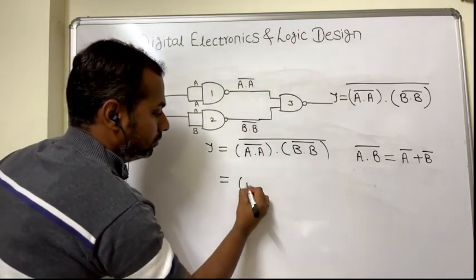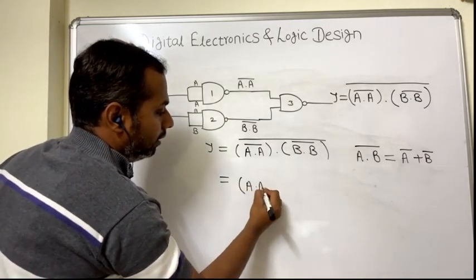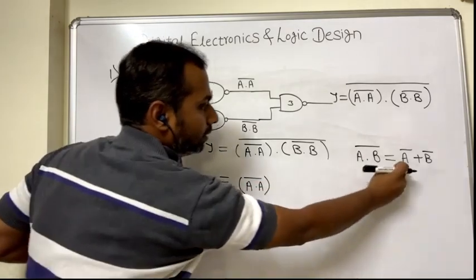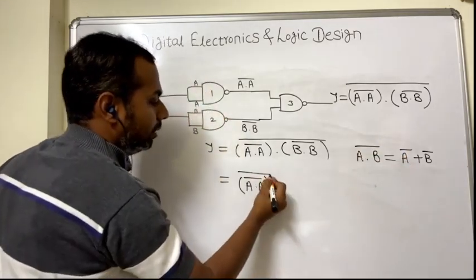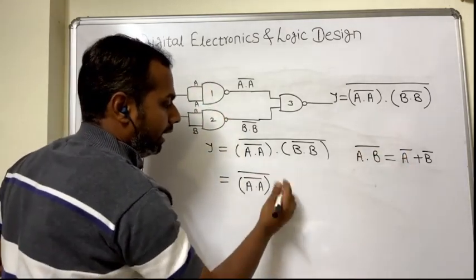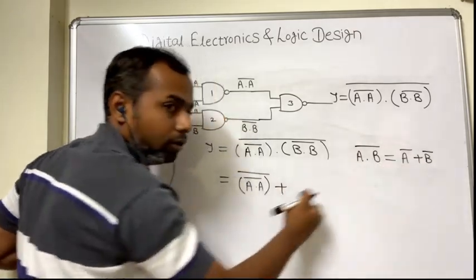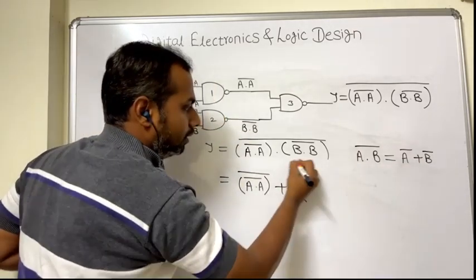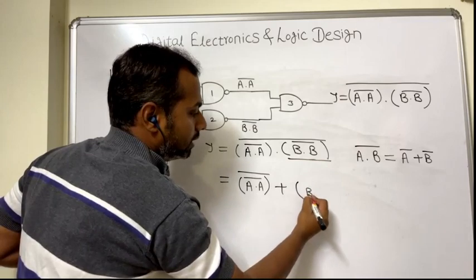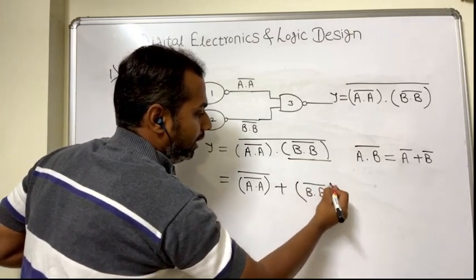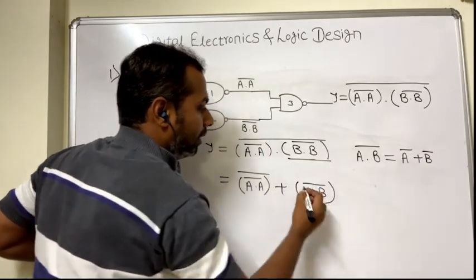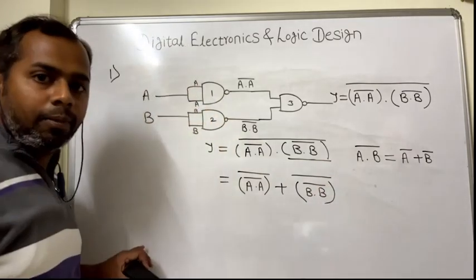First term A and A whole complement, again its complement, and instead of AND we are taking OR operation. Second term as it is. Second term is B and B complement and its complement according to De Morgan's law.